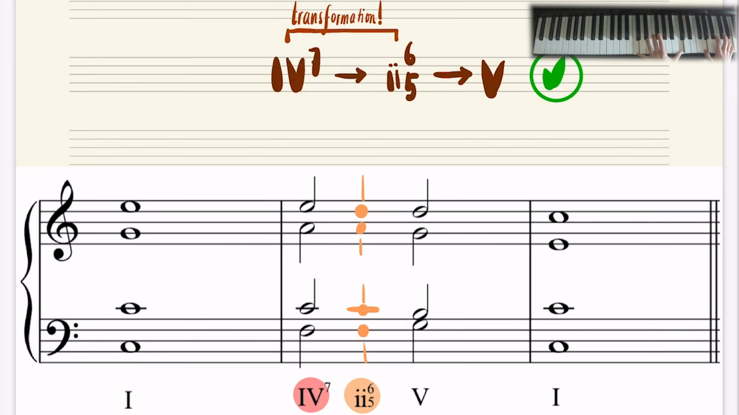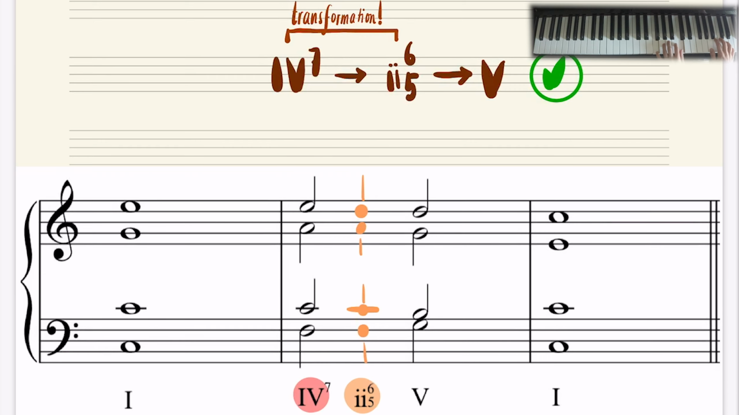We start on chord 1. On the strong beat of the following measure, we go to 4-7. On the weak beat, we switch just one note. We resolve that 7th down a step by going from E down to D in the soprano. What that means is that on the weak beat of that measure, we have chord 2-6-5 sounding. Notice how closely related chord 4-7 and 2-7 must be if it takes only one note to switch from one to the other.